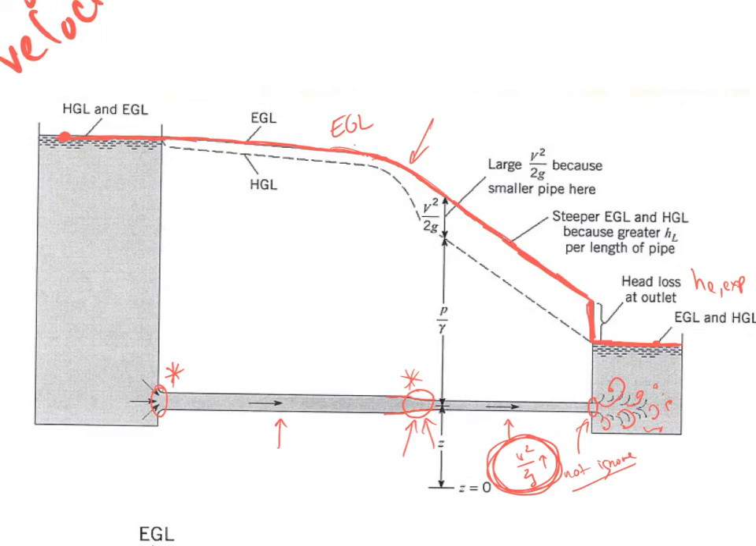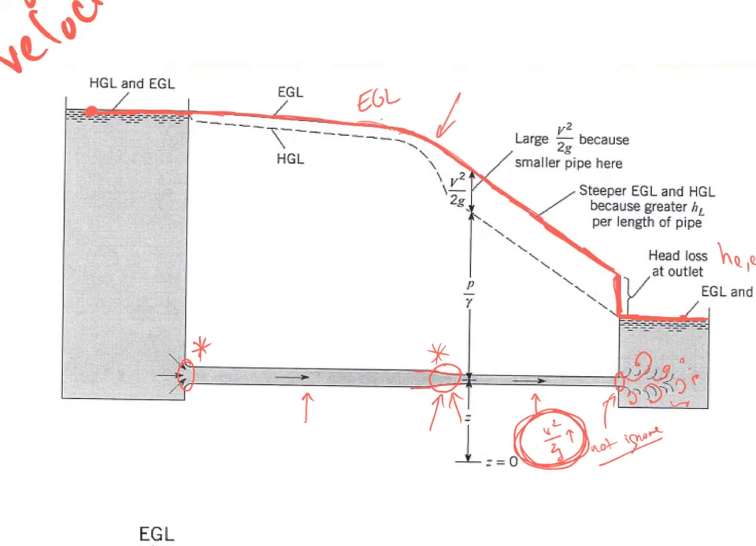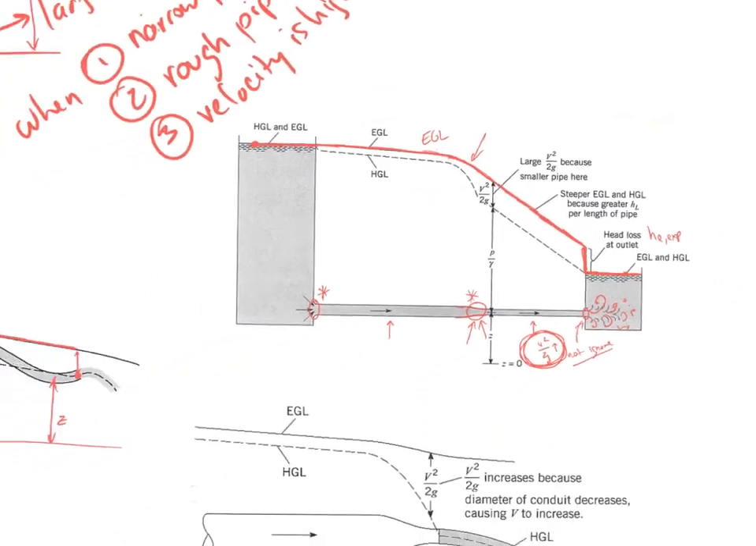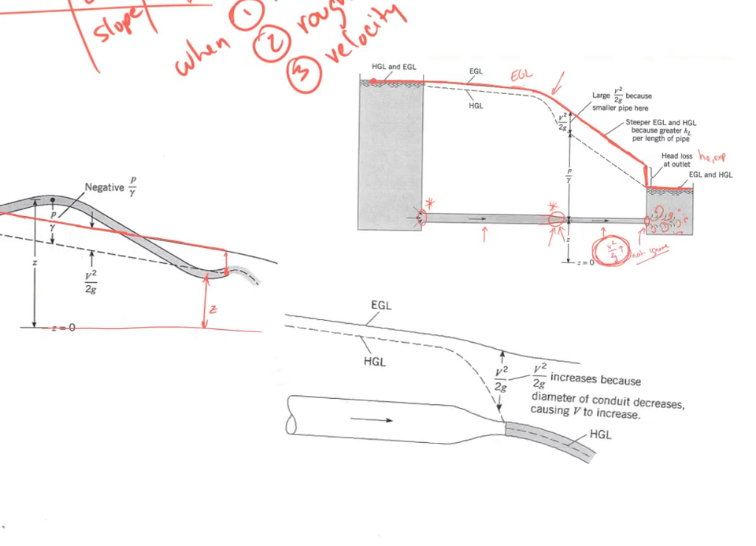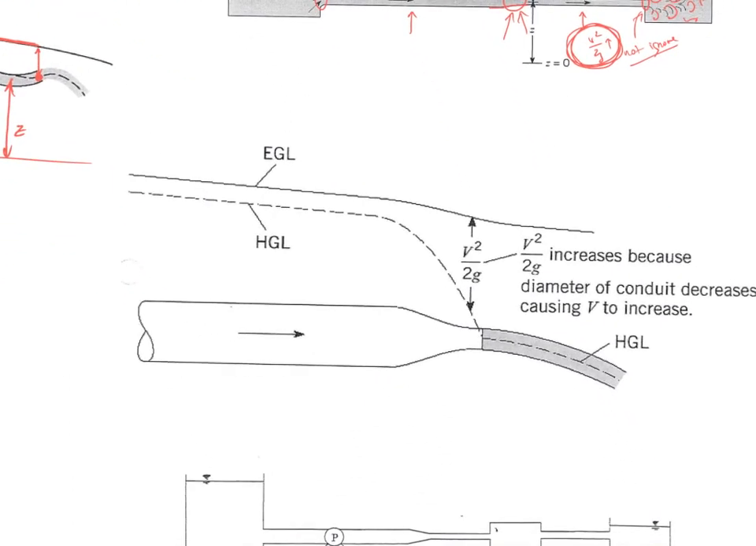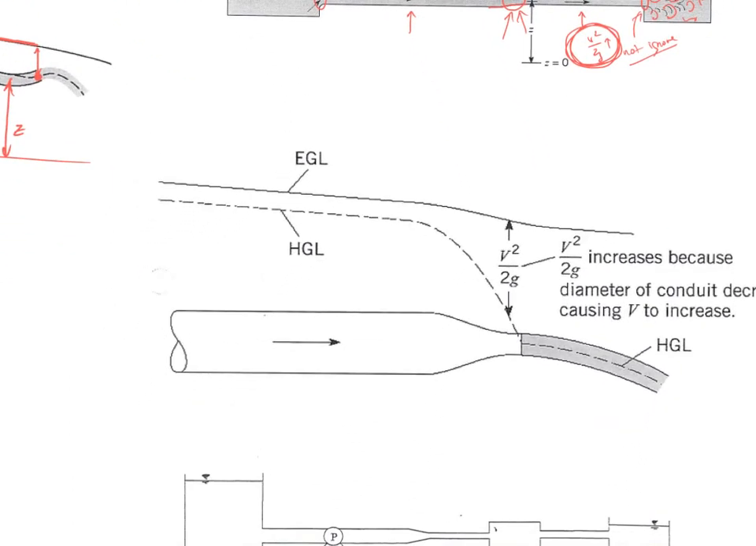So let's zoom away from that one if this computer will let me, and let's look at this one. This is fluid exiting the pipe into the atmosphere. We probably should have done this one earlier.